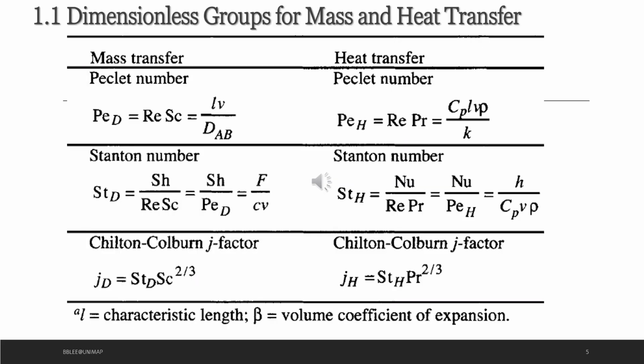So next we look at the Peclet number between mass transfer and heat transfer. There are some differences in the equation. Actually, we are correlating to the diffusion coefficient or the heat transfer diffusivity. Then the Stanton number, and the Chilton and Colburn j factor. Some differences, I think the difference is the Schmidt number and Prandtl number.